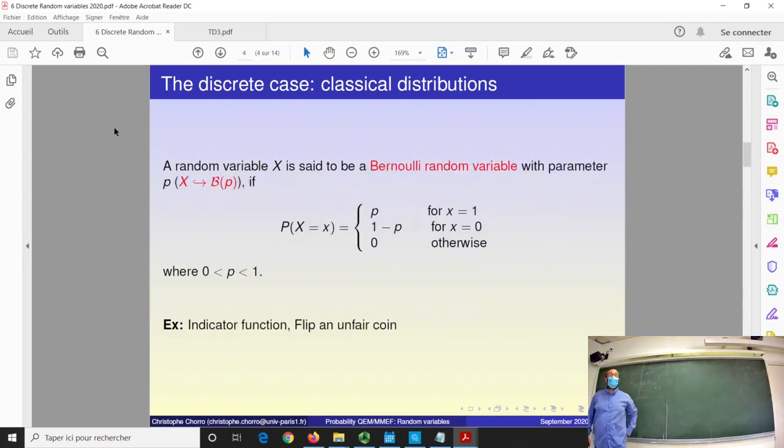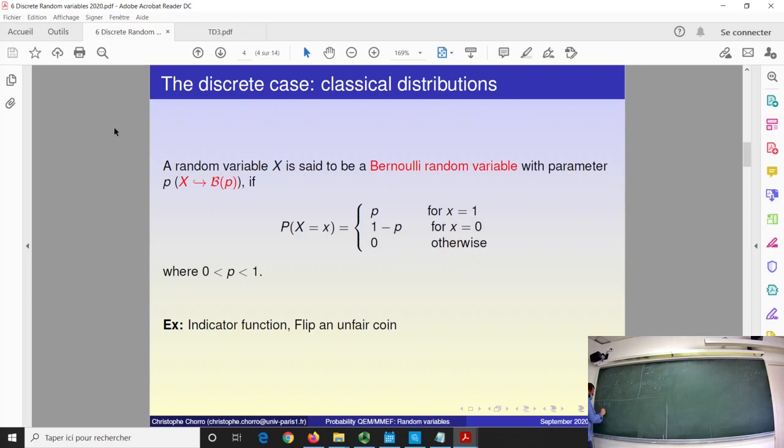The Bernoulli. So are you okay with this? Bernoulli, very, very basic. I have two values, 0 or 1. So in the case of Bernoulli, I can say x0 is equal to 0 and x1 is equal to 1. I have only two possible values. So in the case where x follows the Bernoulli of parameter p, in my sum I have only two terms.